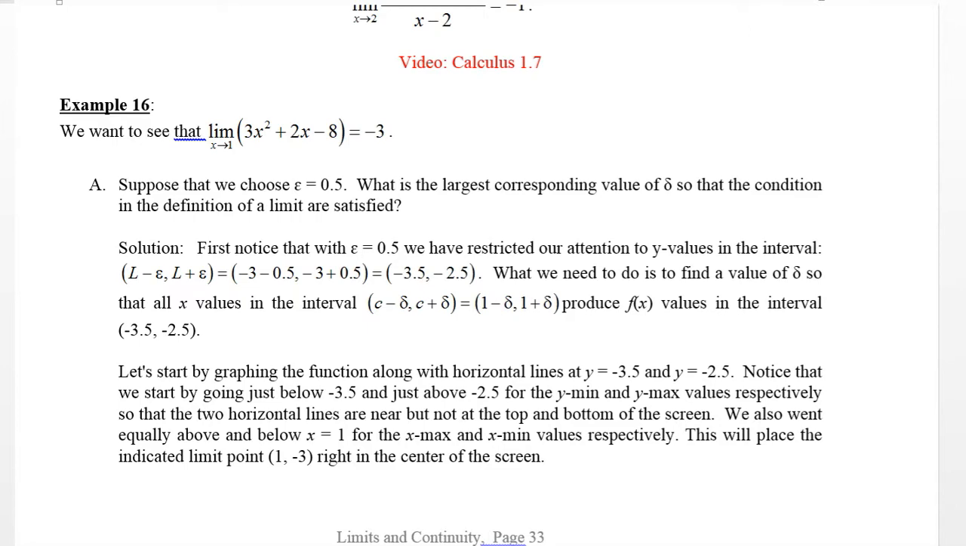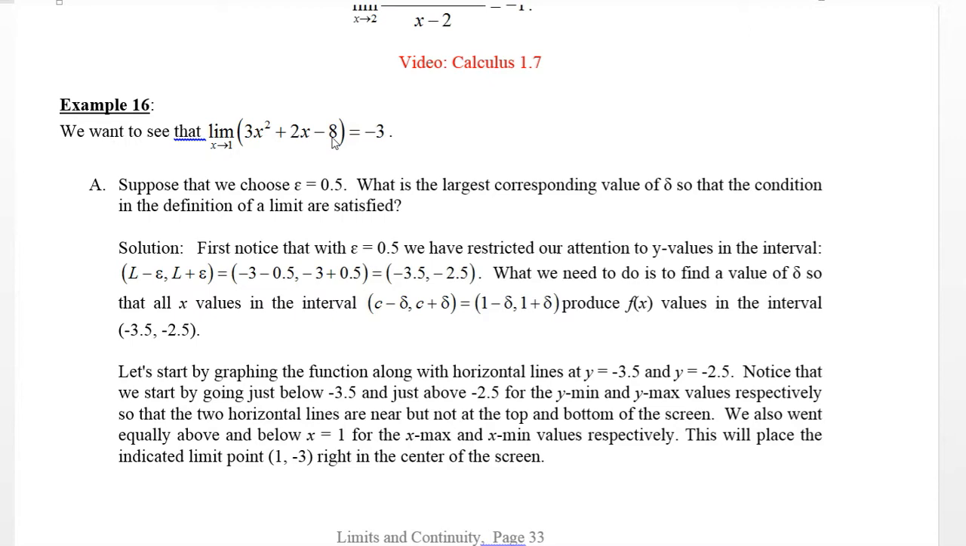We're back again with another example of looking at limits formally, to see if we can get an even better understanding of this idea of delta and epsilon. So in this example, we're going to look at a quadratic function: 3x squared plus 2x minus 8.